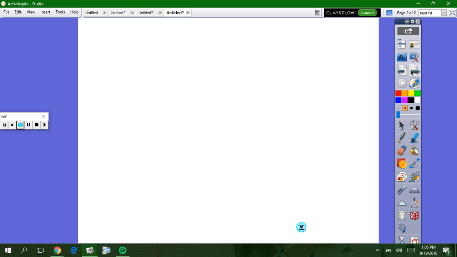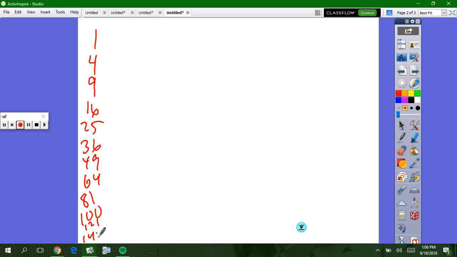Okay. So, I'm going to ask you guys right now, how many of you know your perfect squares up to 20? So here we go. Here they are. 1 squared is 1, 4, 9, 16, 25, 36, 49. Most of you guys all know these ones so far, right? We usually know up to 12. Would you guys agree? 64, 81, 100, 121, and 144. Those are the ones you usually know right off the top of your head.